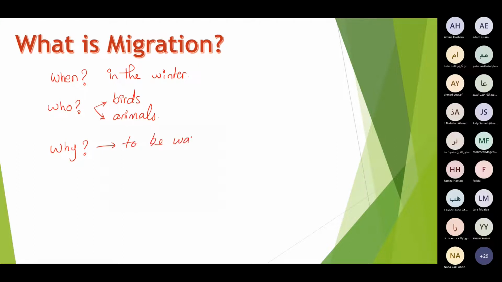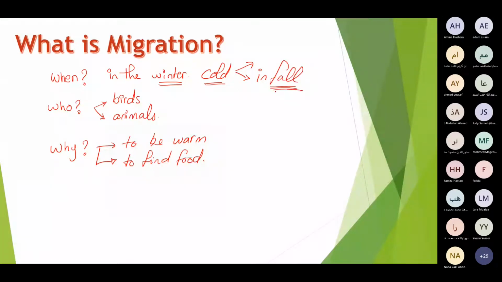Okay, and also there is another reason. What about the food? Yes, they also migrate to find food in another place. When it is cold, in winter or in fall. Did you hear the word fall? Here it means the autumn. Do you know the autumn season? Yes. Okay, so in winter or in the fall season.